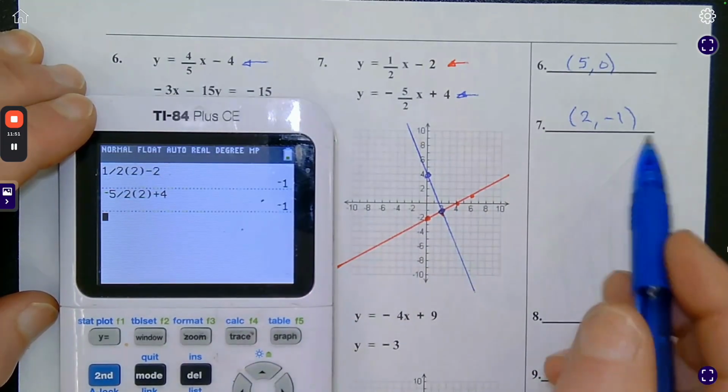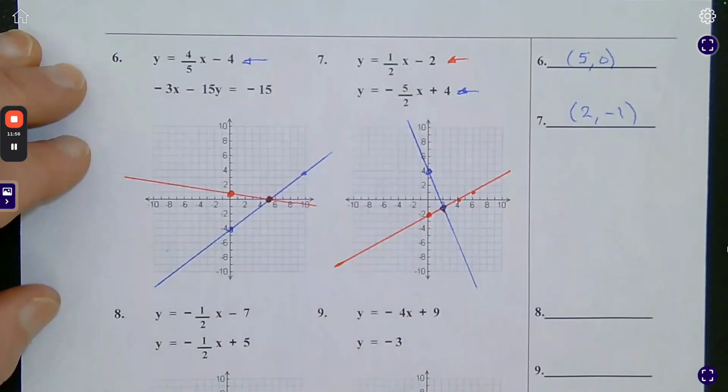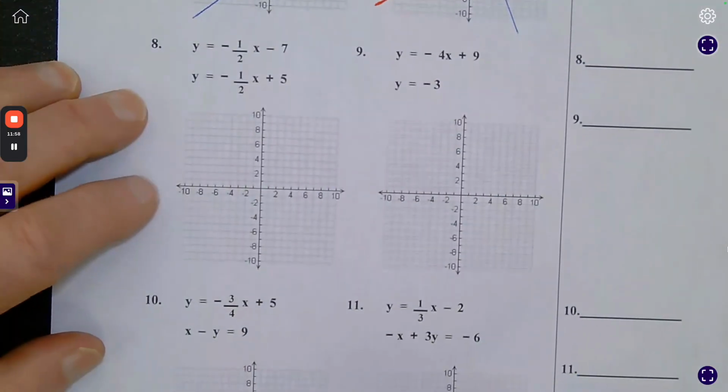And I get negative 1 out there, which is what y should equal. So we're golden. All right, that's how you check your solution. Okay, let's do this one.